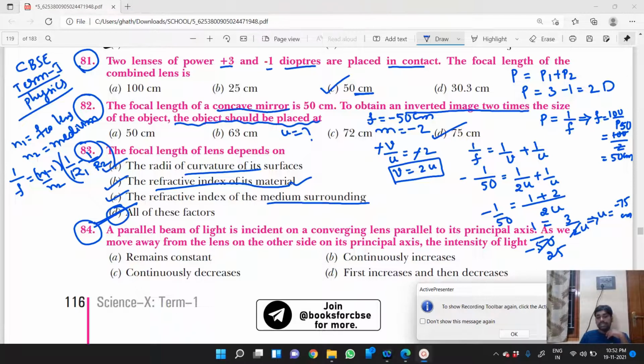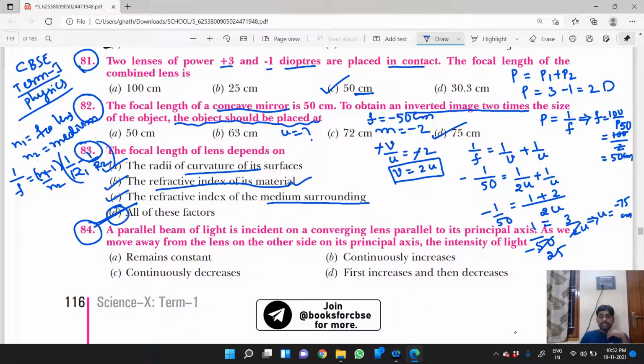The intensity first increases as the light is incident at the focus. Then as the screen moves away from the lens, the intensity decreases. So this is the answer for this question.